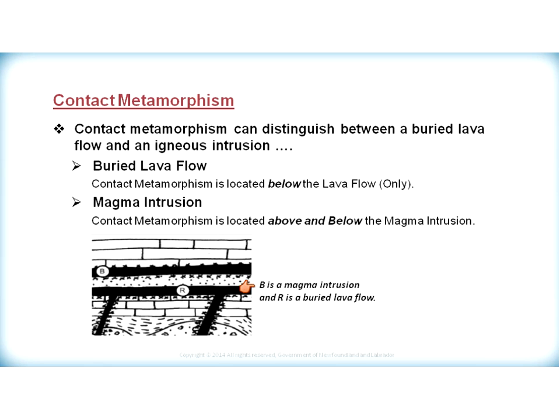An igneous intrusion would contain contact metamorphism both above and below the actual igneous rock unit, whereas a buried lava flow would only have contact metamorphism, represented by the X's in the diagram, below the actual lava flow, and no contact metamorphism, or X's, above the igneous rock unit. This would distinguish it as a buried lava flow.